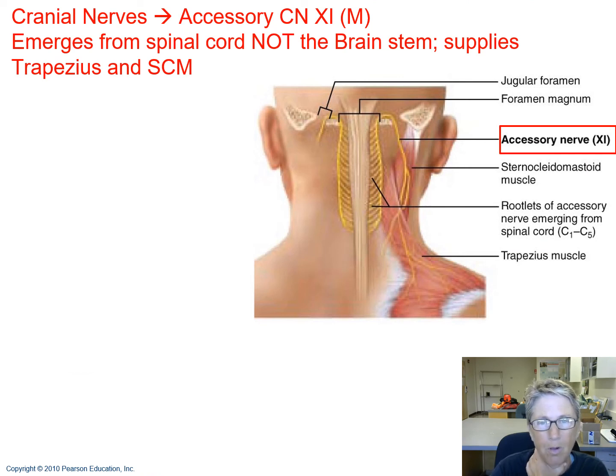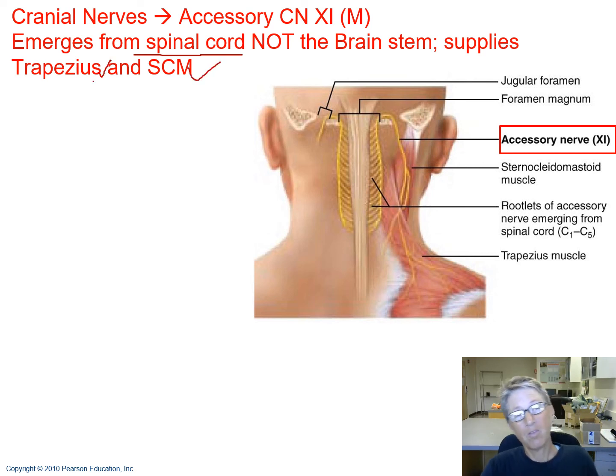Okay, cranial nerve 11, the accessory nerve, is mostly motor. And this is something that you should note: this is a cranial nerve that emerges from the spinal cord, not the brainstem. All the other cranial nerves that we've looked at previously emerge from the brainstem, but the accessory nerve, cranial nerve 11, does not. And it supplies motor efferent neurons to the trapezius muscle and the SCM. The SCM is the sternocleidomastoid.